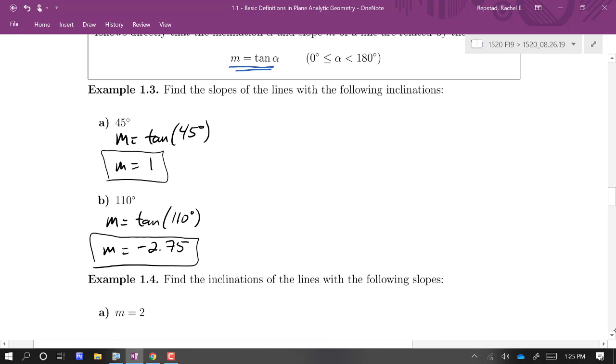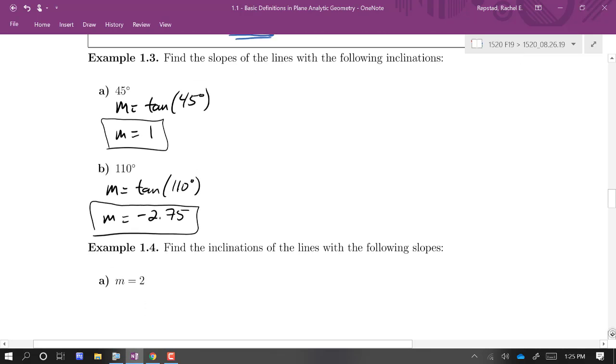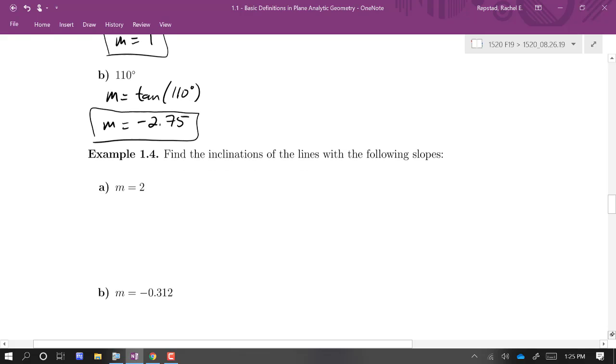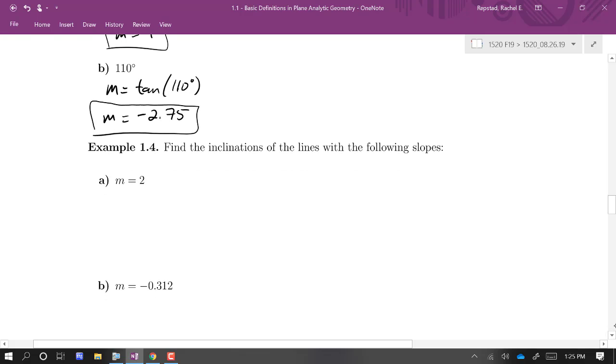Now going the other way, we have to be a little bit more careful. If they give us a slope, and that slope is positive, and we want to find the inclination, that part is not so tricky as when they give us a negative slope. So let's start with that positive slope. They tell us that m is equal to 2. Now we know that our slope is tan alpha, so they're telling us that tan alpha is equal to 2.